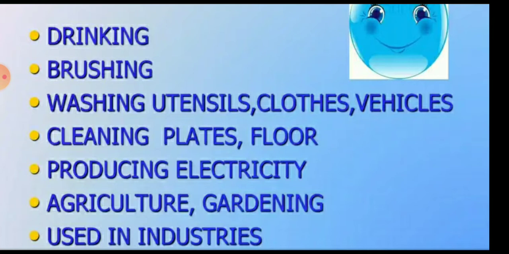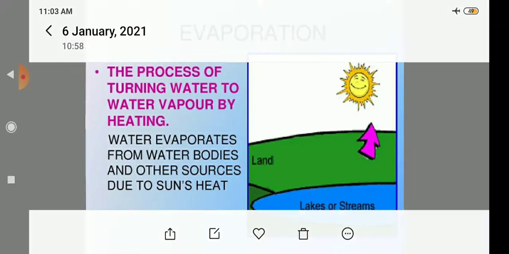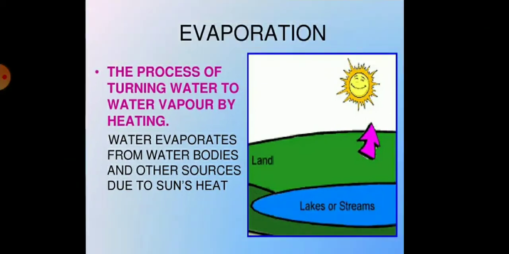Children, we know where the source of fresh water is, and have you ever thought from where this fresh water comes? We should know that the oceans are a major source of water. Nearly two-thirds of the earth is covered with the ocean, or we can say sea water. The sea water is salty and it is unfit for drinking or agriculture activities. In spite of this drawback, the oceans are the major source of fresh water.